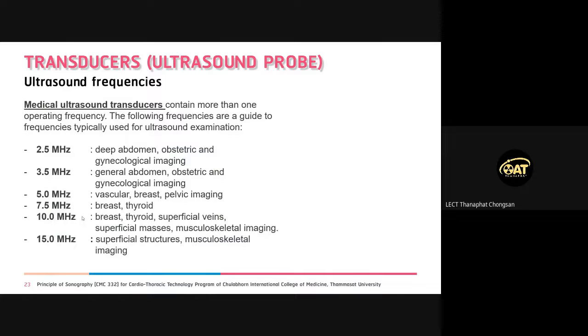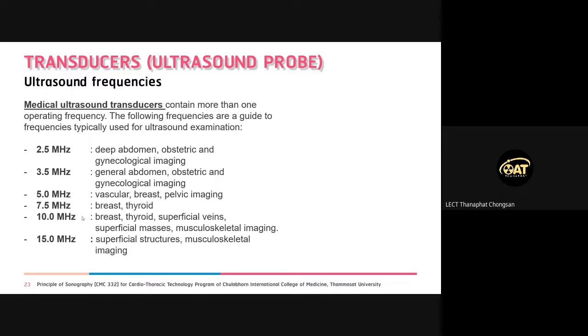For the previous slide, this is a document about suitable ultrasound frequencies for medical diagnosis, such as 2.5 megahertz for examination or ultrasound imaging of the deep abdomen and gynecological imaging, or in Thai, examining the fetus. About 5 megahertz is suitable for vascular or blood circulation ultrasound, breast or pelvic imaging of the uterus and cervix.